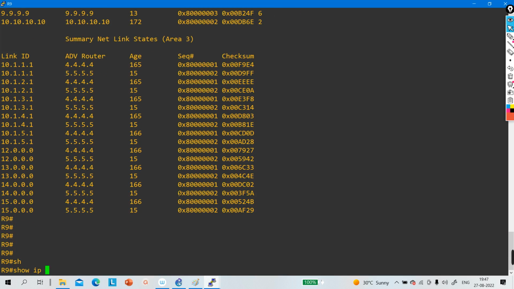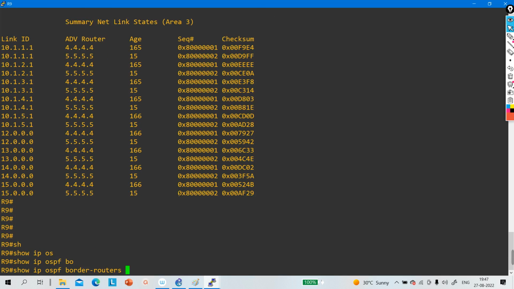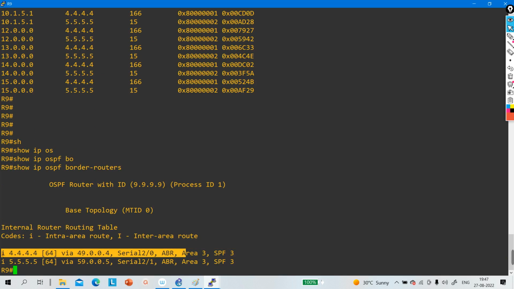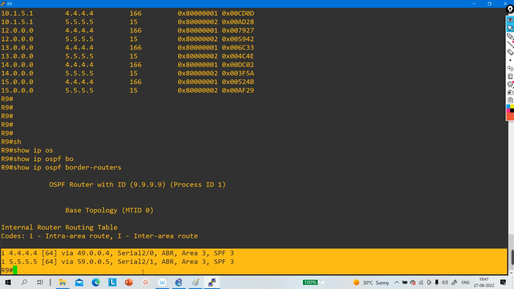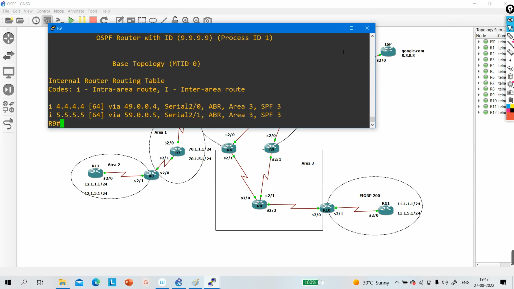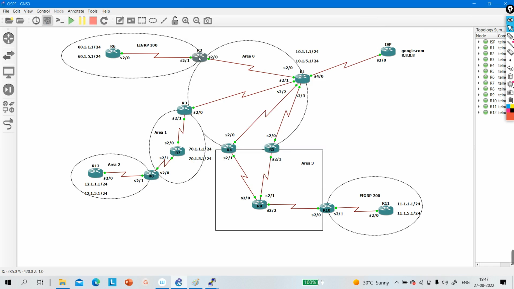So, IP OSPF border router. You can see router 4 is ABR and router 5 is ABR. Fine, router 4 and router 5 are ABRs. Okay, now let me perform redistribution. So go to router number 2 first.